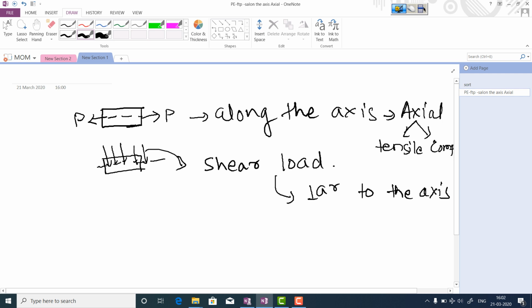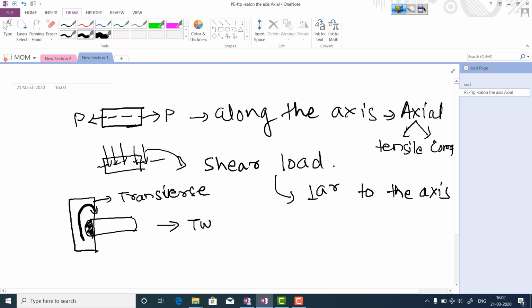The third type of load is nothing but, suppose this is one shaft. Now this plane in which this cross section is there is called as transverse plane, perpendicular to the axis. Now if suppose a torque is acting in this plane, transverse plane, then we call it as twisting load.